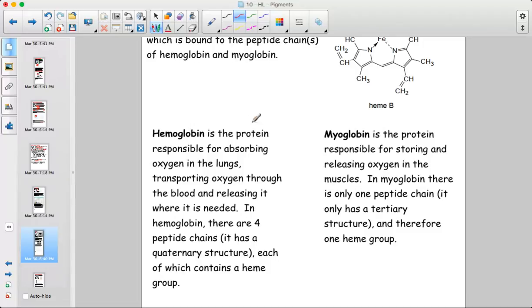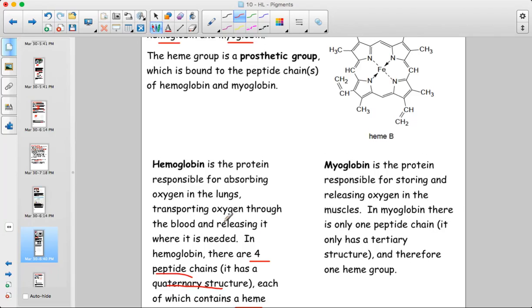So first of all, what are those two things? Hemoglobin is the protein that is responsible for absorbing oxygen in the lungs and transporting it throughout the blood and throughout the body. Hemoglobin has 4 separate peptide chains. So it has this quaternary structure that we've talked about before. Each one of those peptide chains has a heme group, which means that hemoglobin can carry up to 4 oxygen molecules at a time. Myoglobin is similar, but it's only one peptide chain. And so it only has a tertiary structure and it only has one heme group. Myoglobin is the protein that's responsible for storing and eventually releasing oxygen in the muscles.